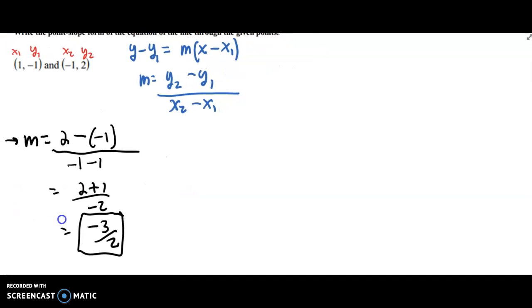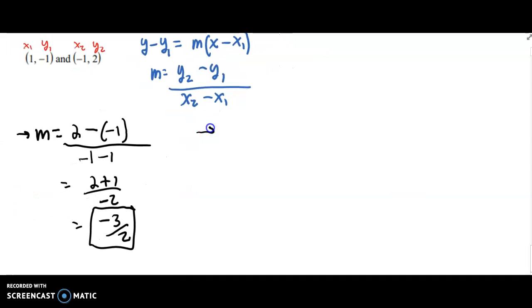All right, let's plug into our point slope form now. I have y minus 2 equals negative 3 halves times x minus 1. We made a little mistake up here. Maybe you caught it. I accidentally used y2. I should have used y1. So let's go back and fix that.